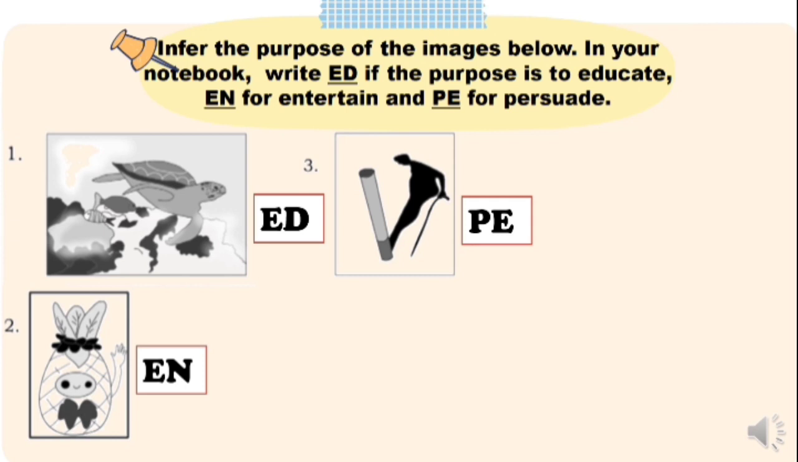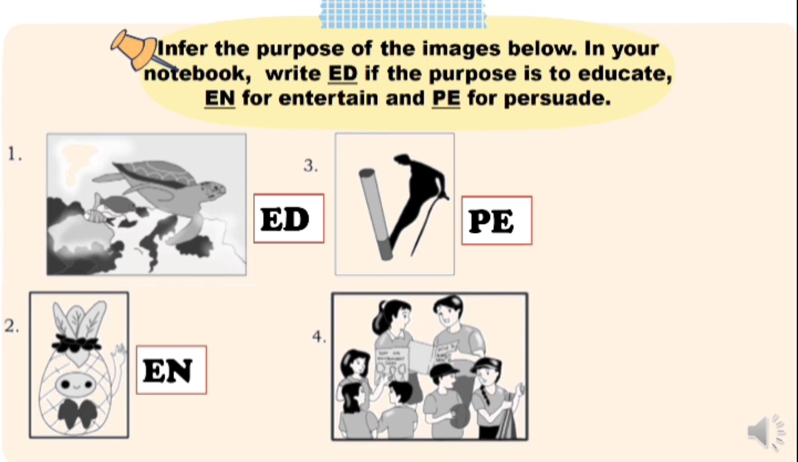Okay, number 4. Kabataan. So, examine this image. Ano ang kanilang ginagawa? What do you think is the purpose of this image? Okay, it is to persuade. Very good. Hinihikayat nila ang kabataan na magtanim ng mga puno. Okay, it is to persuade.